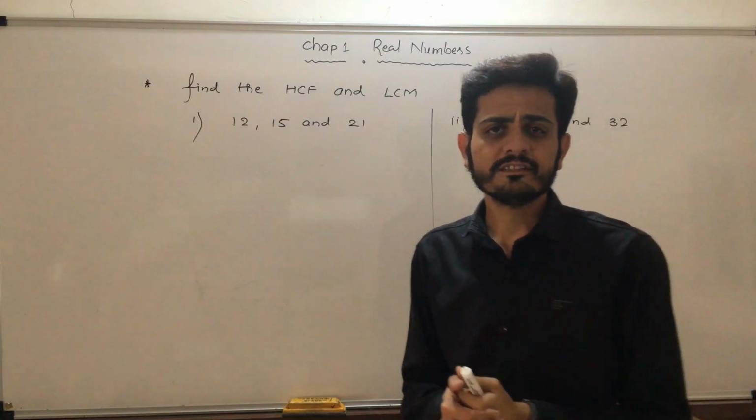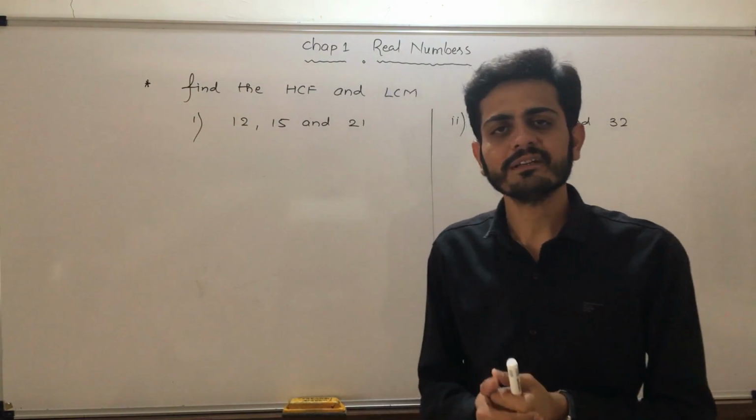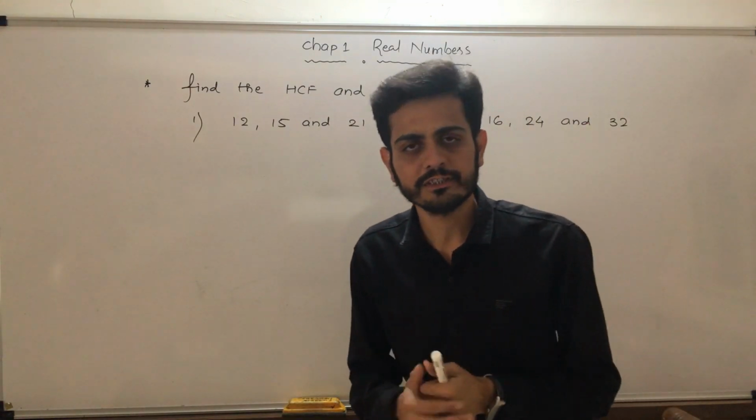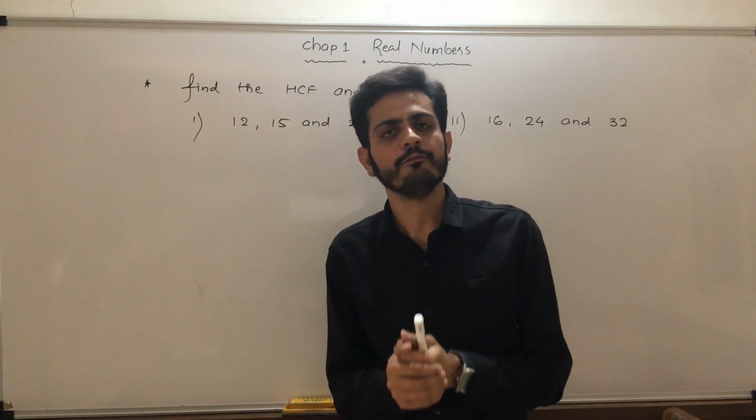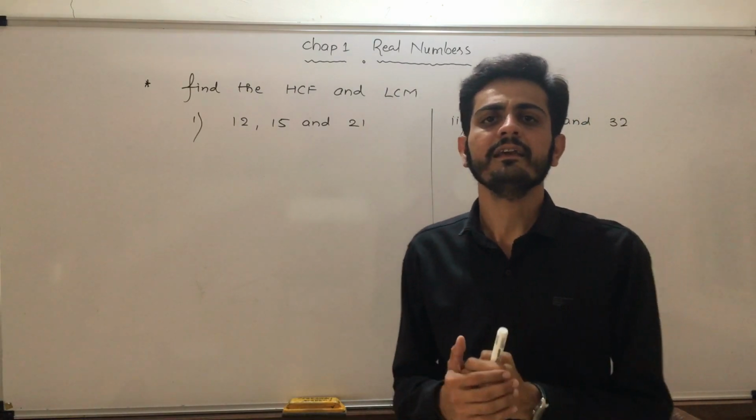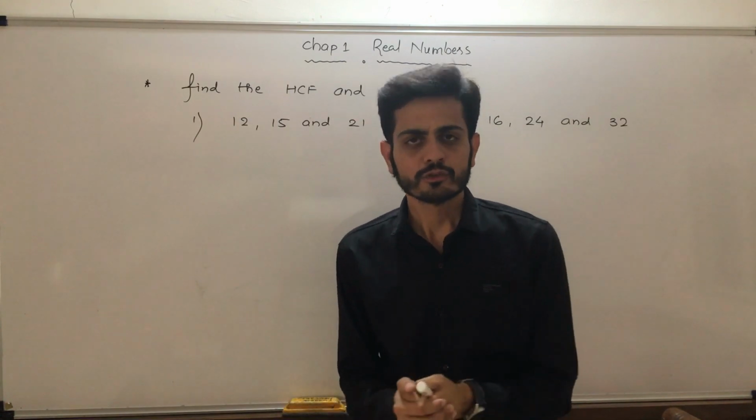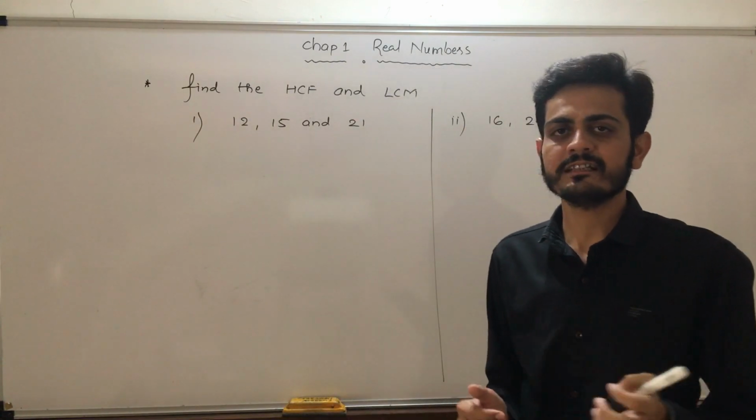In the previous lecture of this chapter, we discussed real numbers with two very important properties, that is Euclid's division algorithm and the fundamental theorem of arithmetic. We have used these properties mainly to compute the HCF and LCM of two numbers. So let's begin our discussion of today's lecture.